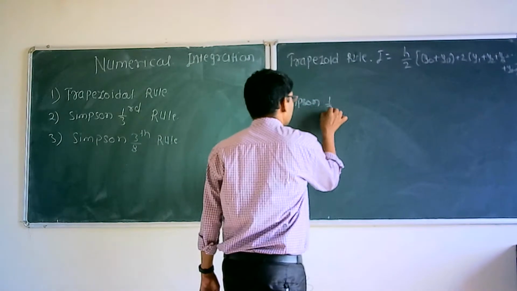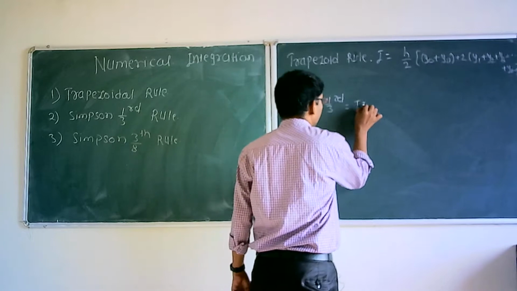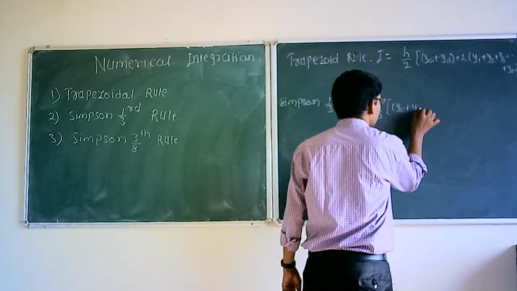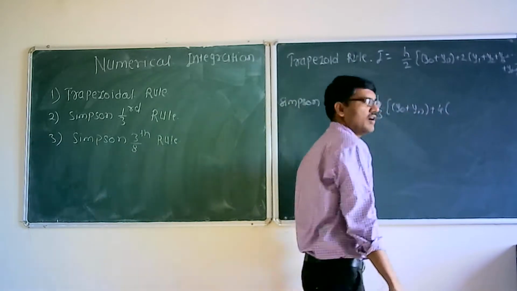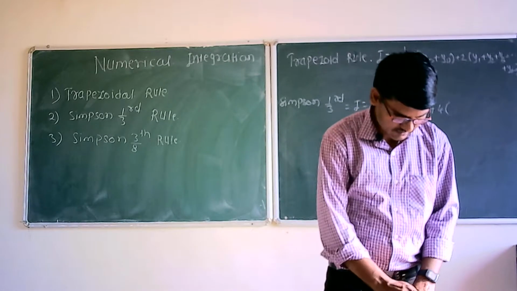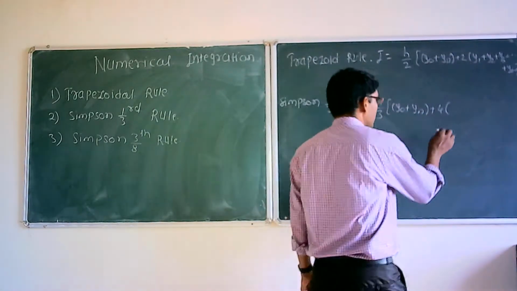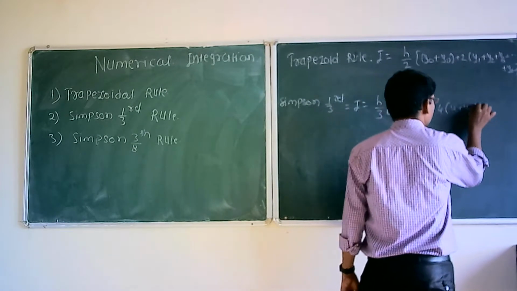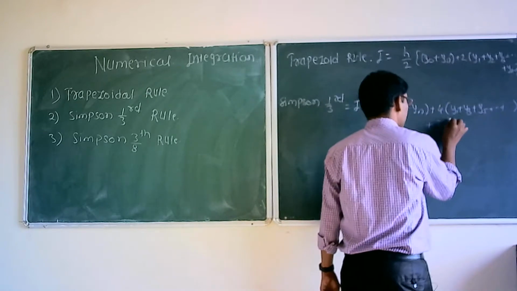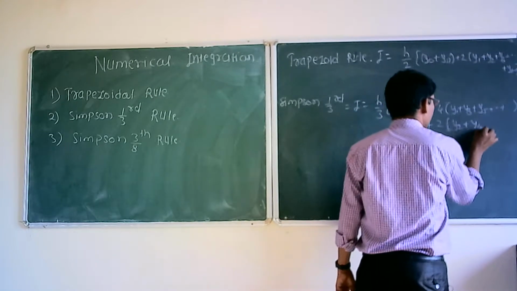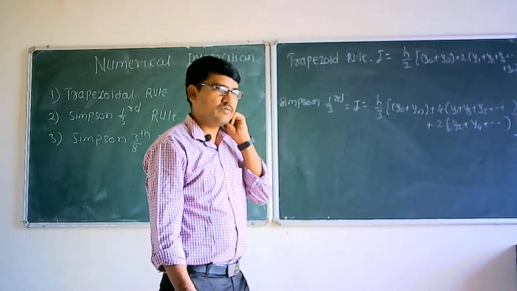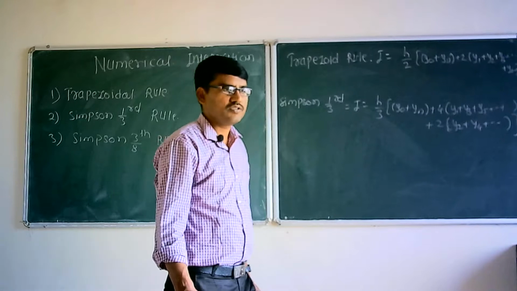Simpson one-third rule. By using this rule you can find the value of integration as h by 3 inside the bracket y0 plus yn plus 4 times odd terms and 2 times even terms. So 4 times y1 plus y3 plus y5 and so on, plus 2 times even terms y2 plus y4 and so on. So this is the formula to evaluate the given integration by using Simpson one-third rule.